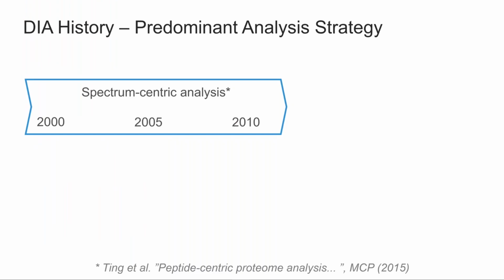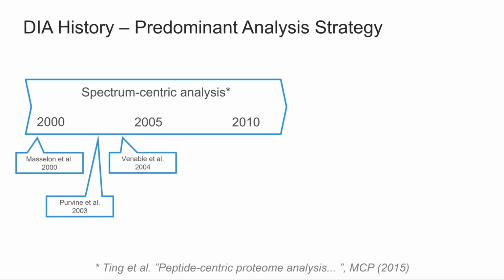Now, DIA data has been around in proteomics for roughly 20 years, but not always has it been that easy to analyze DIA data as nowadays. And here you can see that in the beginning of the DIA development, mostly what is called spectrum-centric analysis of DIA data was used. Here I have a couple of papers that I highlight in the early days of DIA that deal with DIA data acquisition, but also DIA data analysis. So they all use this spectrum-centric way of analyzing DIA data.